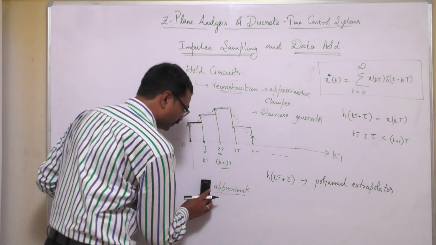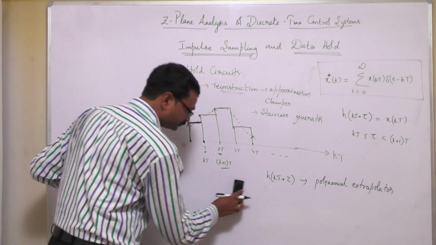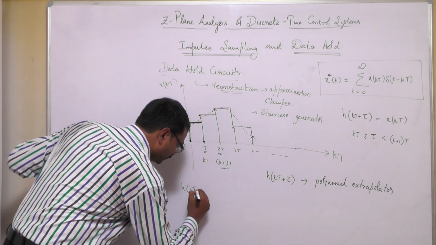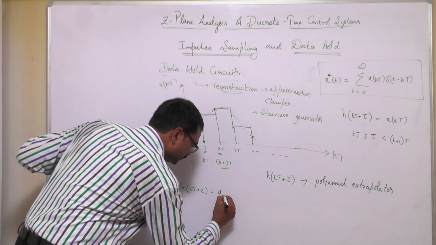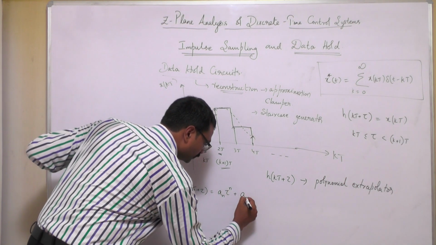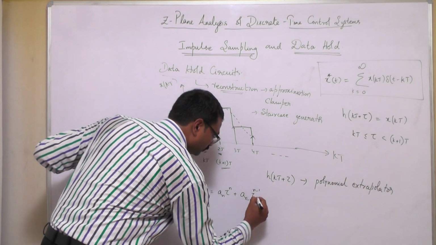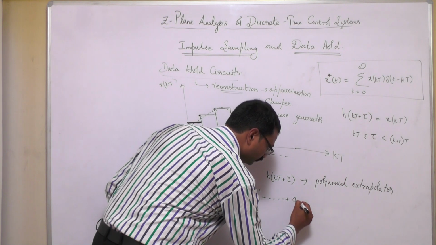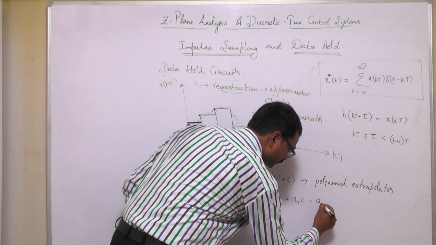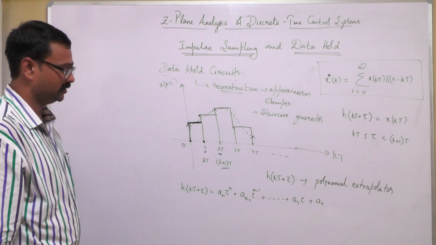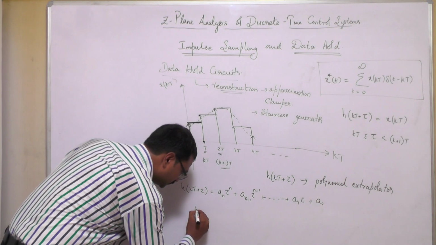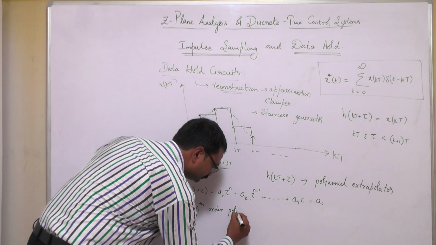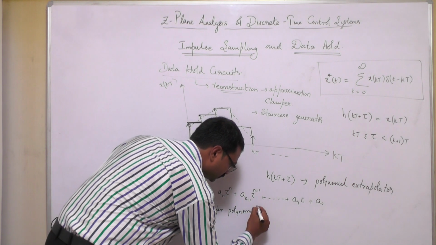Therefore, when you are representing it in an equation form, you can say h of kT plus tau is equal to a_n tau to the power n plus a_(n-1) tau to the power n-1 plus so on plus a_1 tau plus a_0. Now, you can call this an nth order polynomial extrapolator.